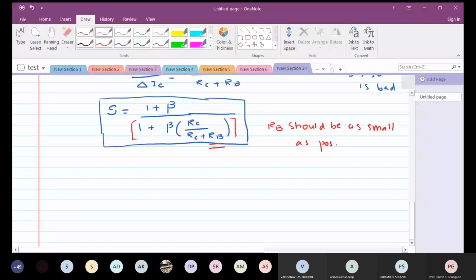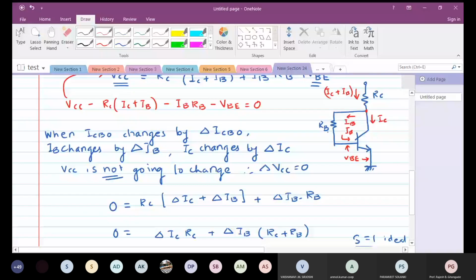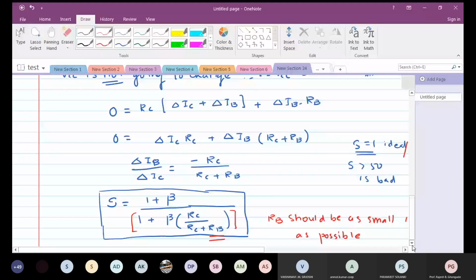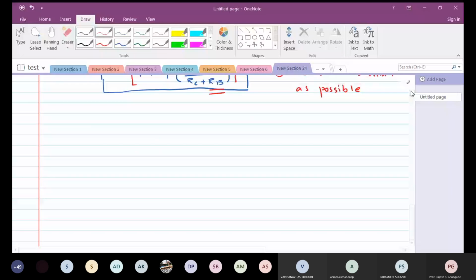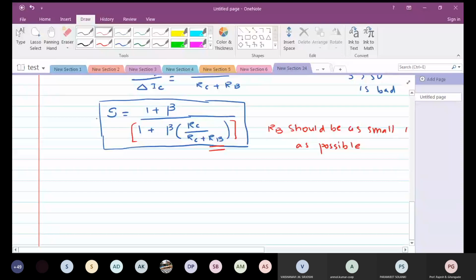But remember one thing, that if I make RB very, very small, in that case there will be a problem. RB small means IB will be larger. This may pose a problem. So generally, we will not be in a position to make RB arbitrarily small. So again, that is why we can say that S is better than the fixed current bias. But we really don't have a very nice value over there for S.